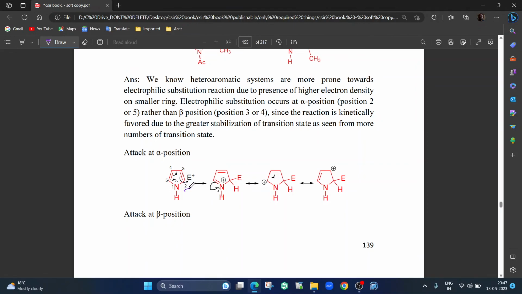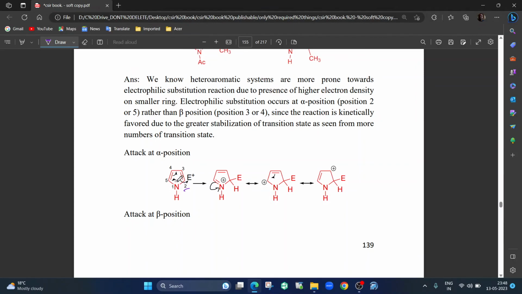Why? Because position 2, the alpha position, is kinetically favored. The intermediate, rather the transition state, formed when substitution occurs at position 2 is much more stable than when the substitution occurs at position 3. So see what happens when attack occurs at position number 2.